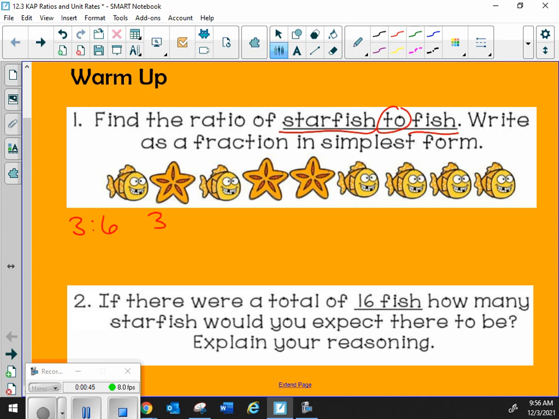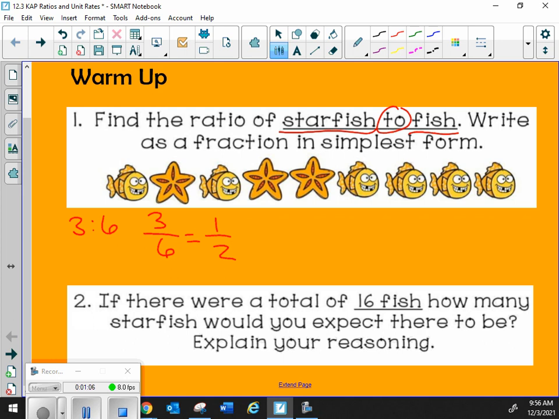Okay. And it did want it as a fraction, sorry, 3 over 6. And you said that's the same thing as 1 to 2. Y'all agree? Yes. I agree as well. Any questions on that? No. Okay. Is that a part to whole ratio or is that a part to part ratio? Part to part. Very good.